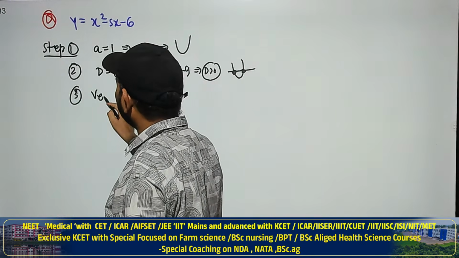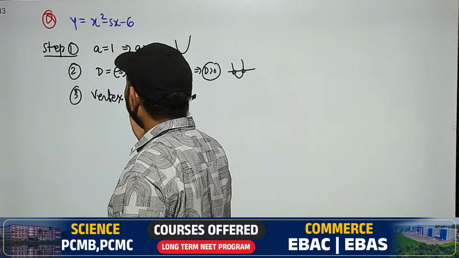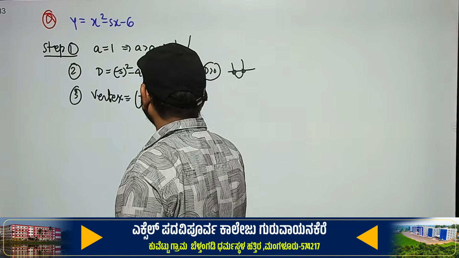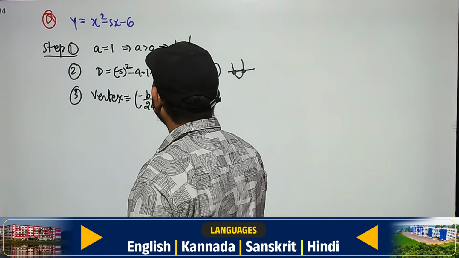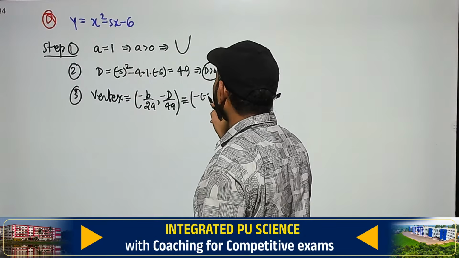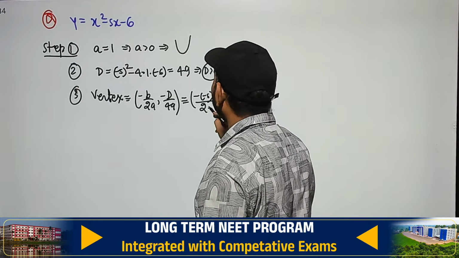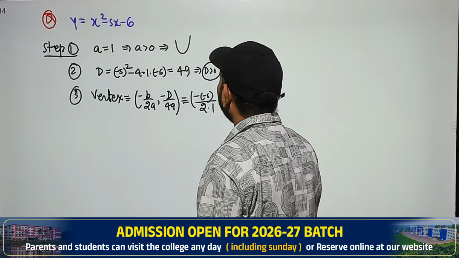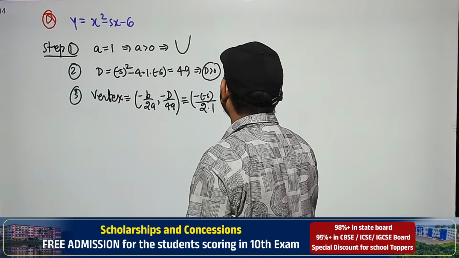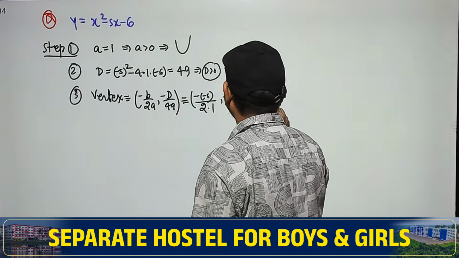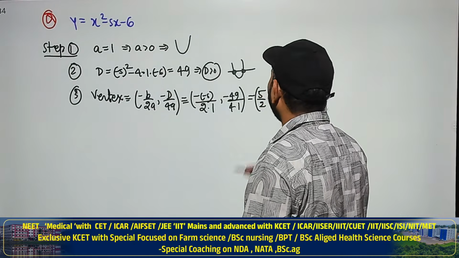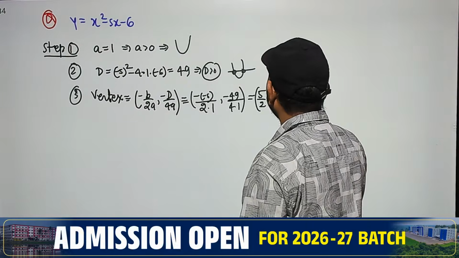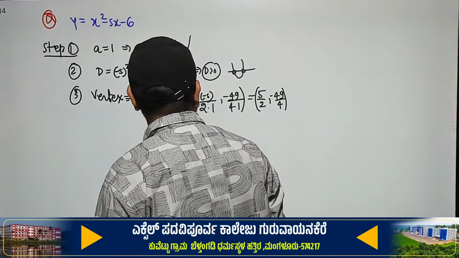Now step number 3: vertex. I know the formula: minus b by 2a, comma, minus D by 4a. Minus b means minus of minus 5, divided by 2 into a, which is 1, comma, minus D, which is 49, divided by 4 into a, which is 1. So the vertex is 5 by 2, comma, minus 49 by 4.